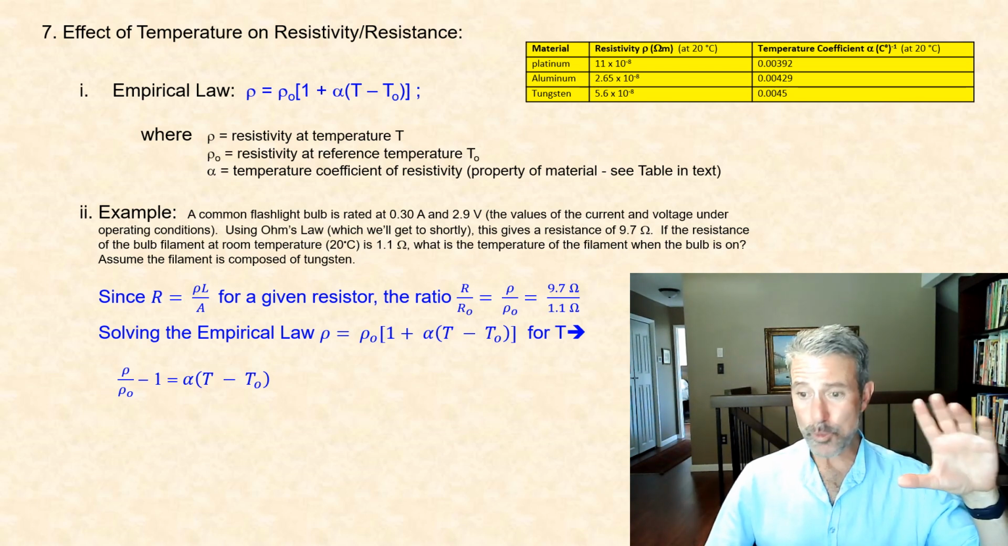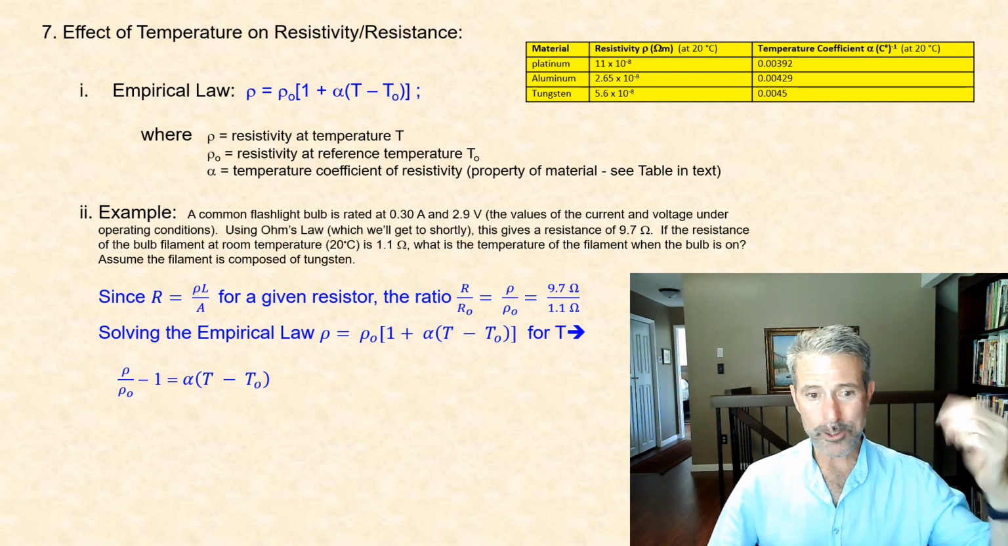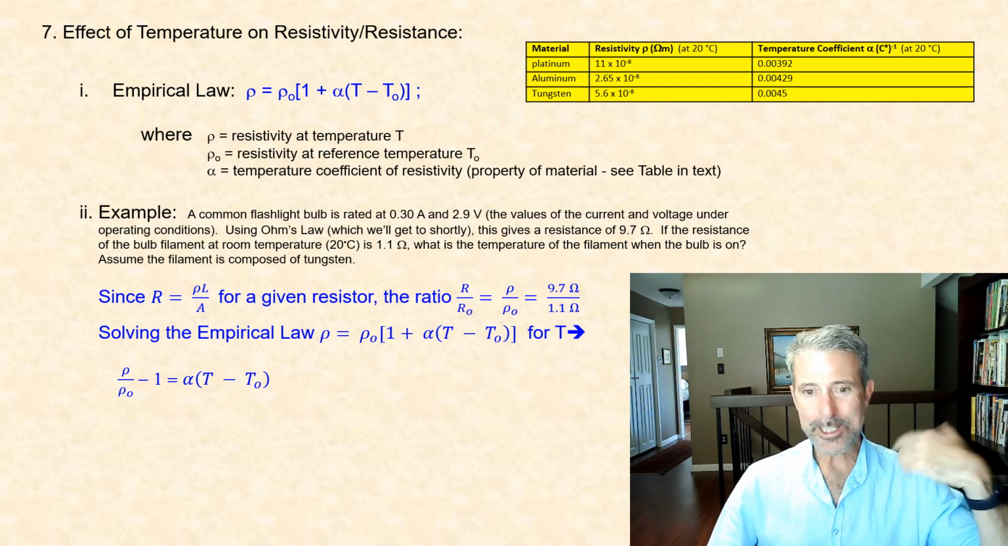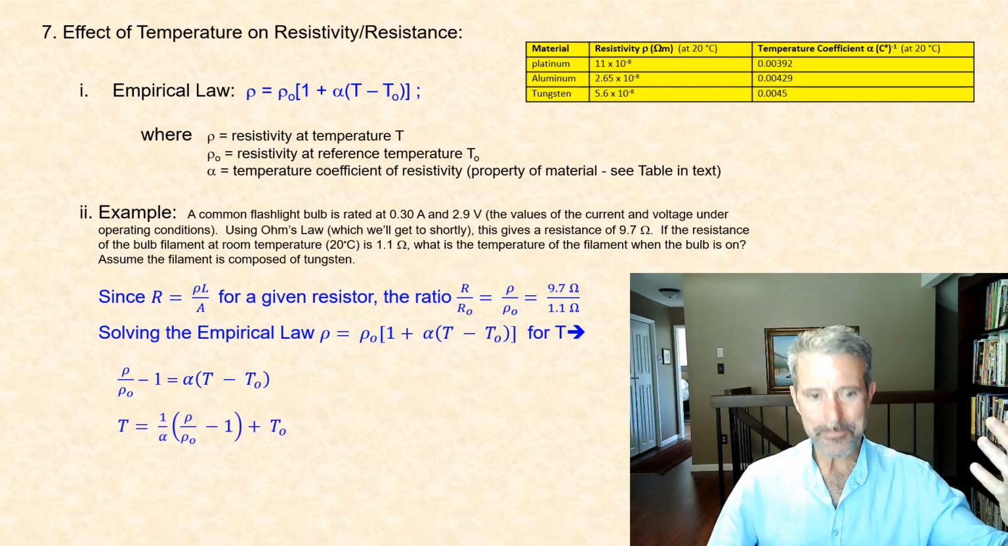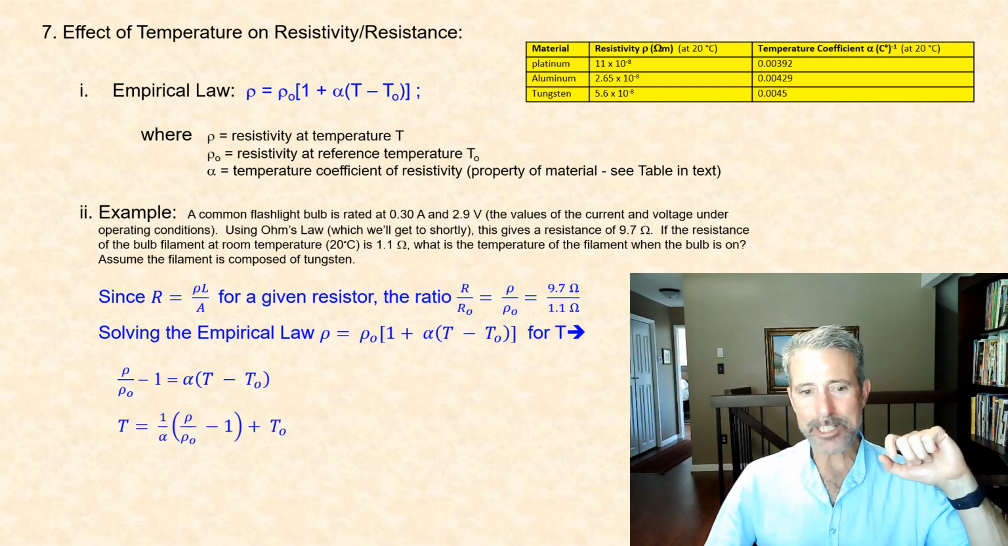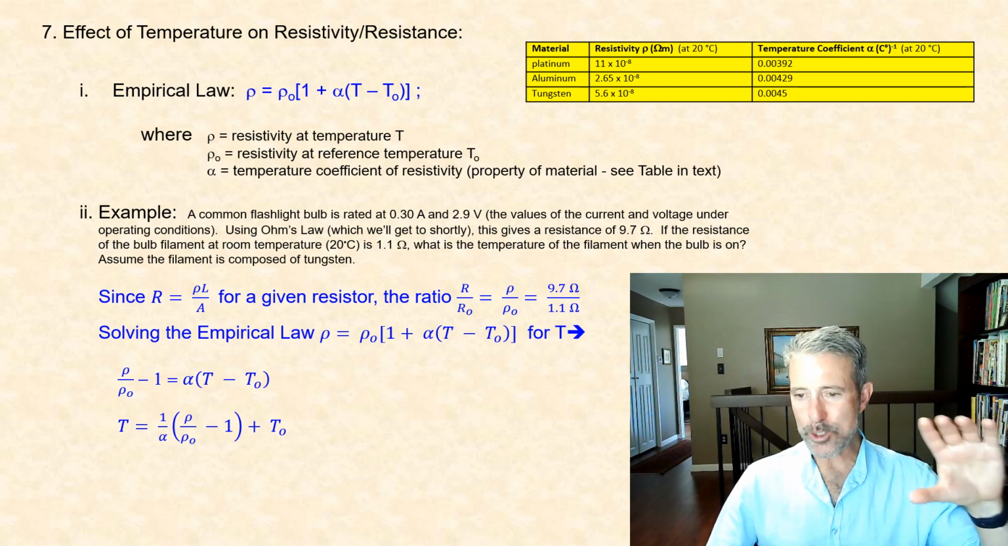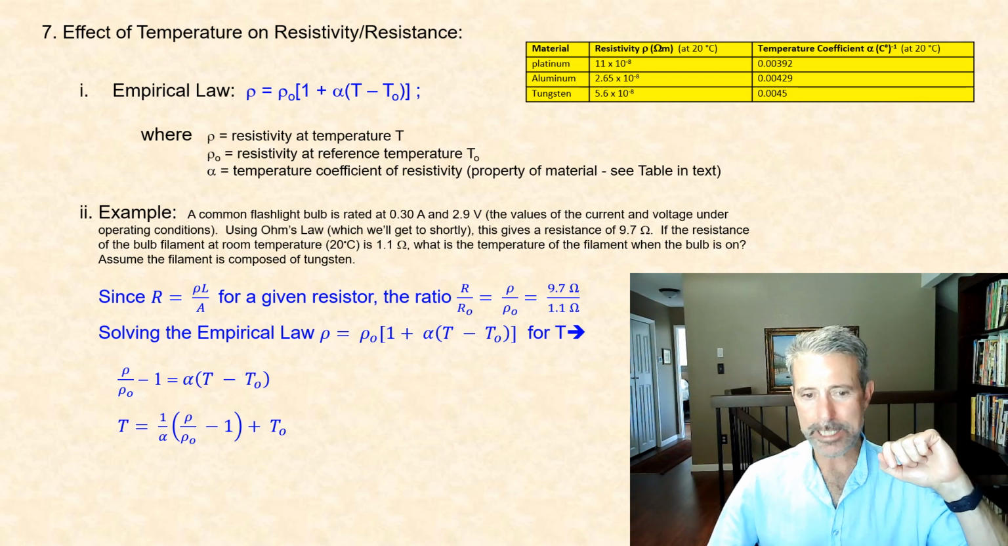First thing we're going to do is divide both sides of the equation by rho naught and subtract a 1 from both sides. That's what I'm doing in this first step. In the next step, we will divide both sides by alpha and add a T naught to both sides, in which case we've met our objective. We solved this empirical law for T, the operating temperature.